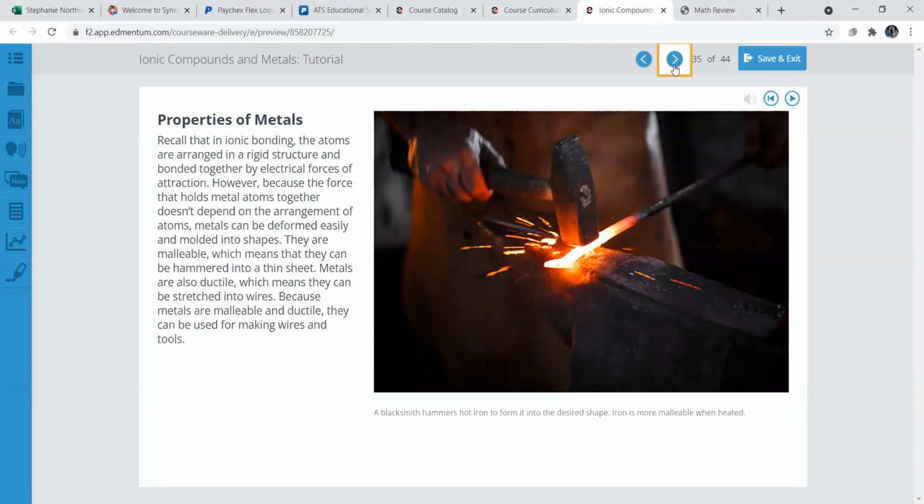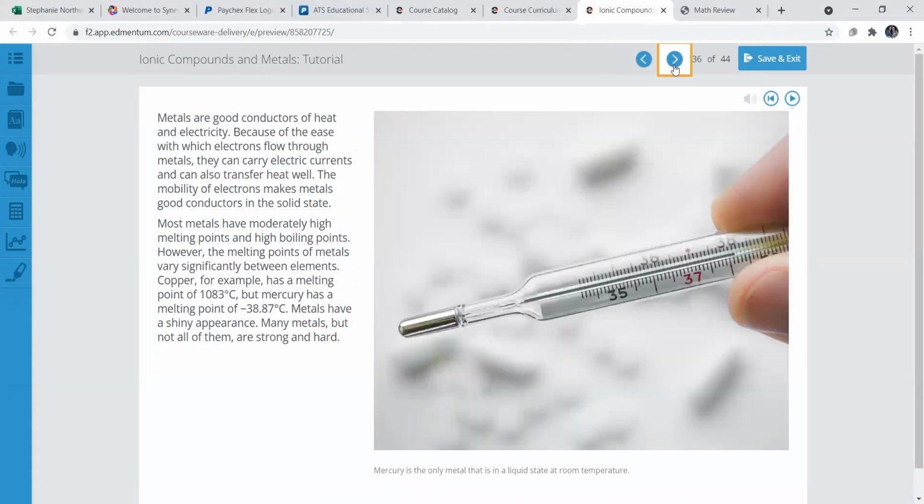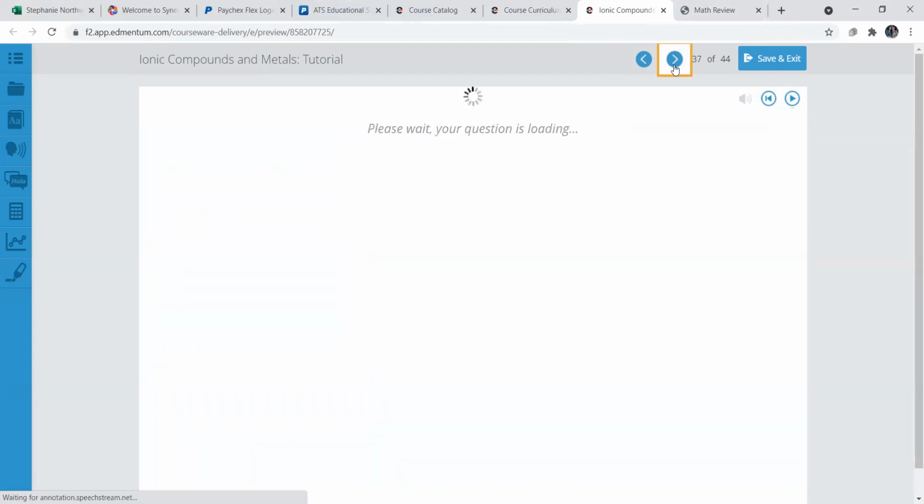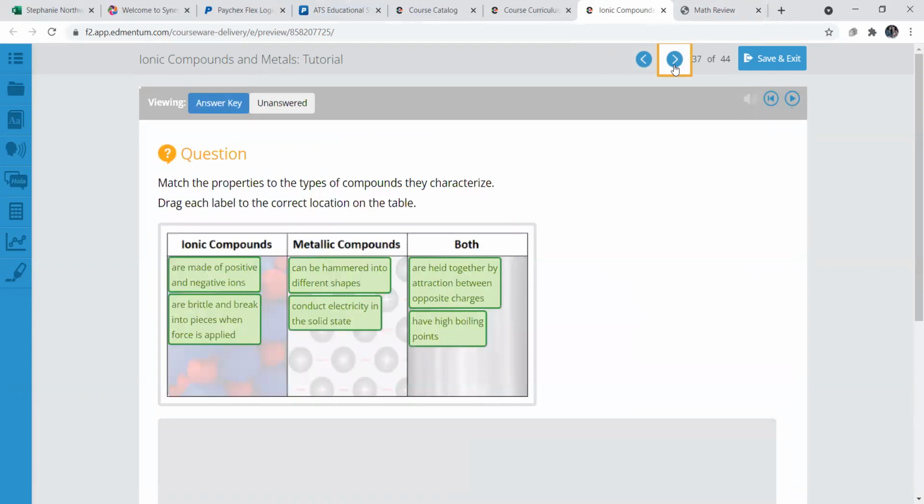Properties of metals. So when you think of metals, what do we think? They're good conductors of heat and electricity. What other properties can you think of when you think of metals? Think about that. Okay, we'll read these.